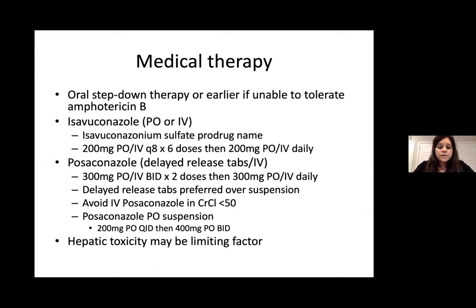With this one, we do 300 milligrams twice a day for 2 doses, kind of loading them, and then you put them on 300 milligrams daily. But if you do have to use the suspension, if that's all that's available, the dosage would be 200 four times a day initially, and then you switch to twice a day. And with these azoles, the hepatotoxicity is probably going to be more of your limiting factor, whereas renal toxicity would be with your amphotericin.